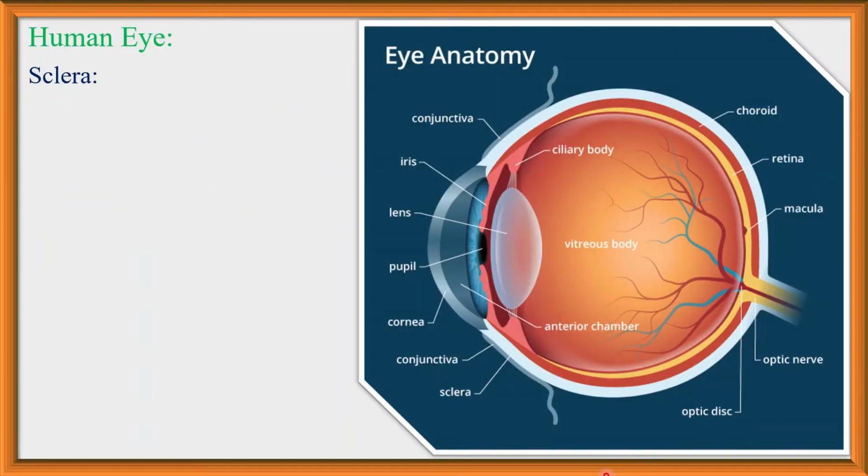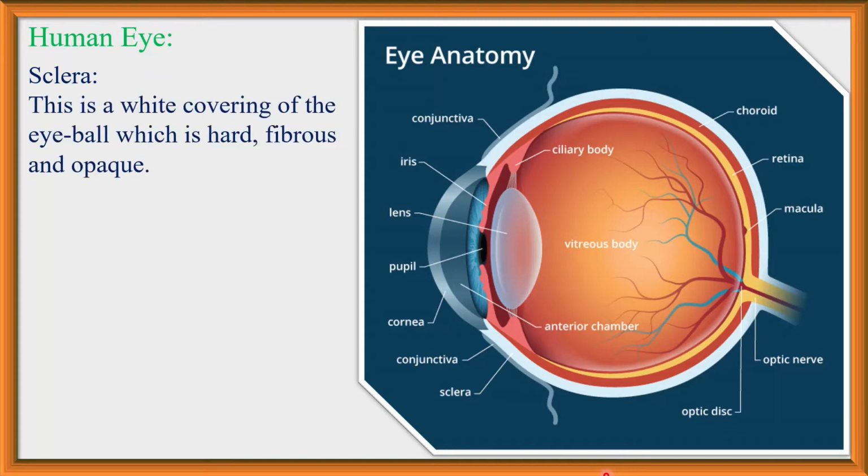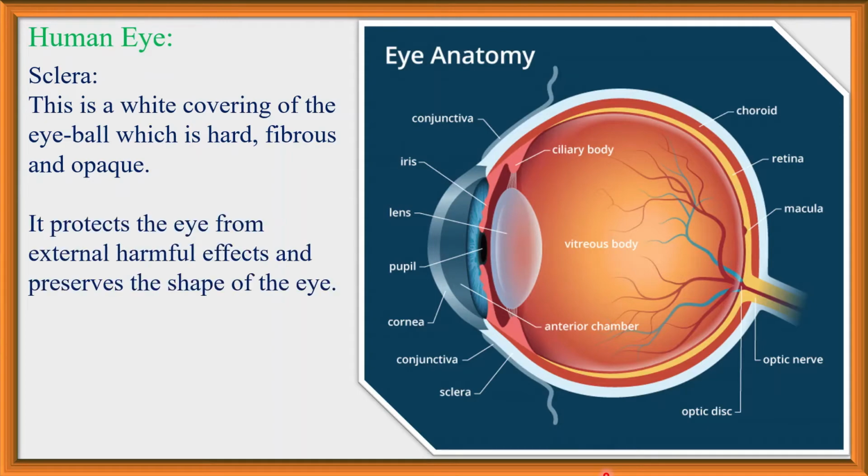And the next one is sclera. This is a white covering of the eyeball which is hard, fibrous and opaque. It protects the eye from external harmful effects and preserves the shape of the eye. This white covering of the eyeball, that is the outermost part, is the sclera.